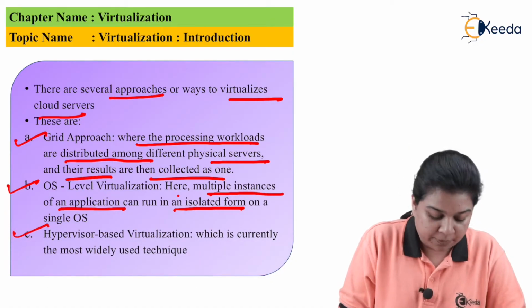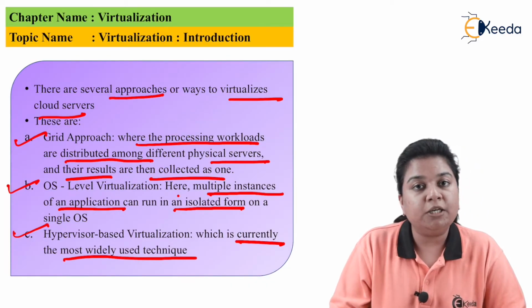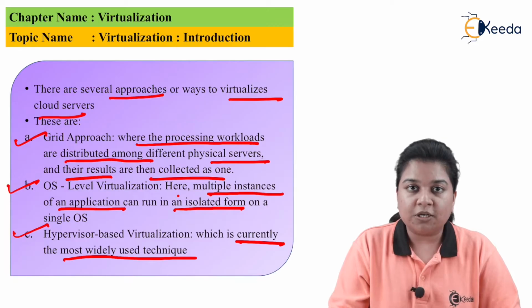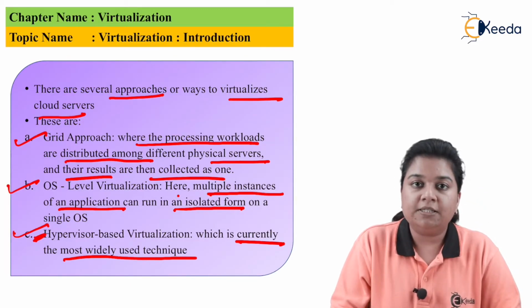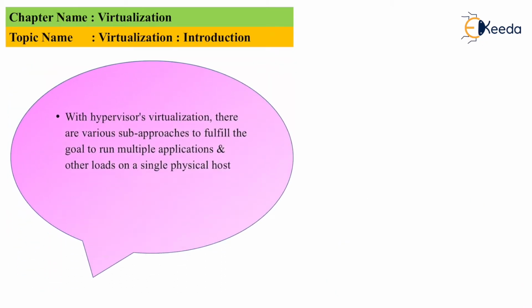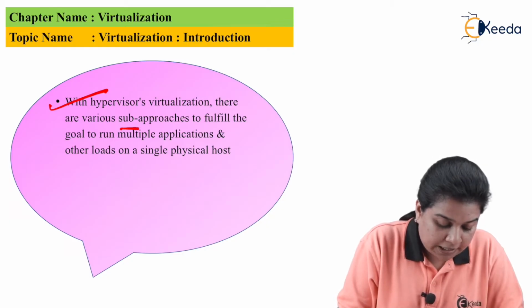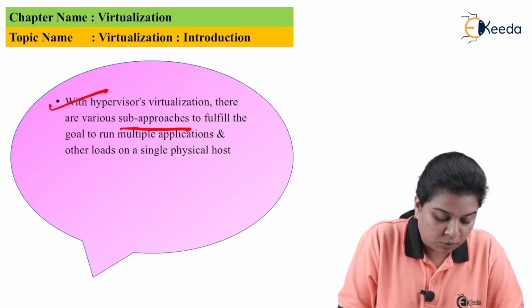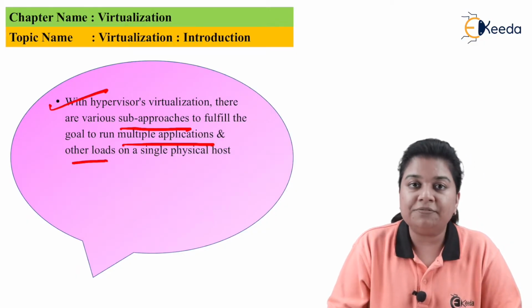The third one is hypervisor based virtualization, which is currently the most widely used technique. That means most companies who are going for virtualization are using this hypervisor technique. With hypervisor virtualization, there are various sub-approaches to fulfill the goal to run multiple applications and other loads on a single physical host.